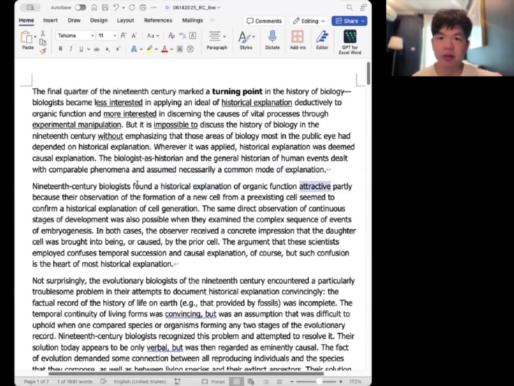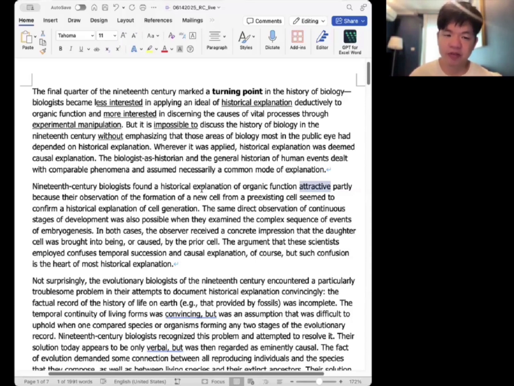Now, pay attention. When you're reading the text, you should always remember to look out for common fixed phrases in English. For example, with the word find, you can't just see find and immediately think it means to discover. Sometimes when this word is used, it's not just followed by a direct object, but also by a complement. Like here, it's find something attractive, meaning to find something to be a certain way. All right, so the key point of this sentence is not that they discovered the explanation, but rather that they found the explanation itself to be good, okay, to be attractive. So what is the reason for this? Partly it is because their observation of the formation of the new cell from pre-existing life seemed to confirm a historical explanation of self-generation.